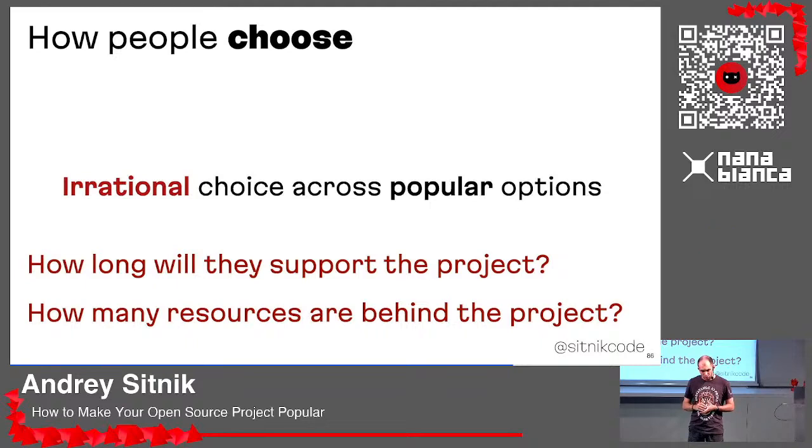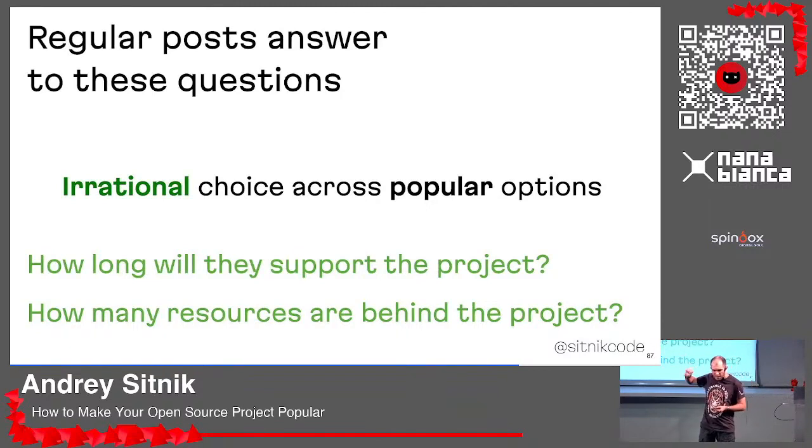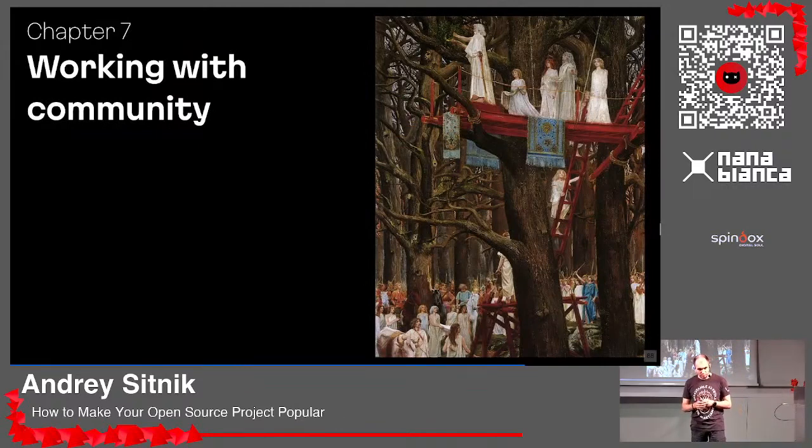So, how do people choose a project? They choose it irrationally. What does it mean? Why do people choose irrationally? Because, to be honest, they need to know answers to very specific questions. When you're choosing a framework, you're not choosing the fastest framework. You choose the framework which will be supported for a long time, which has the most resources behind it. And this is why regular posting is important, because it shows the user that you have the time and the effort to work on your project, that you're contributing to it, that you didn't forget the project. This is why regular posting is useful even for this case.